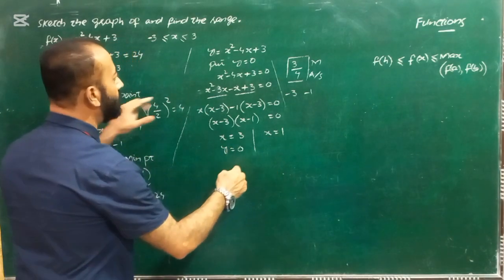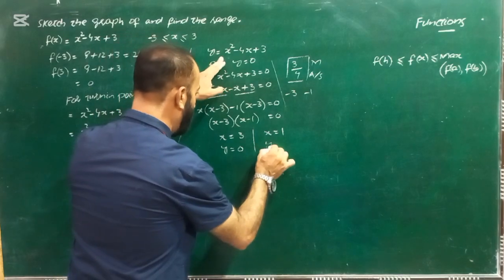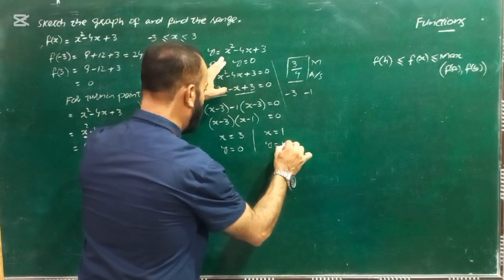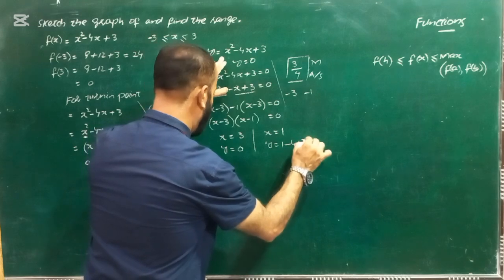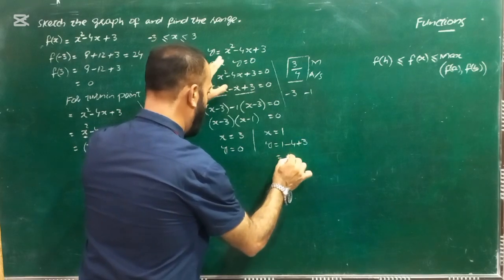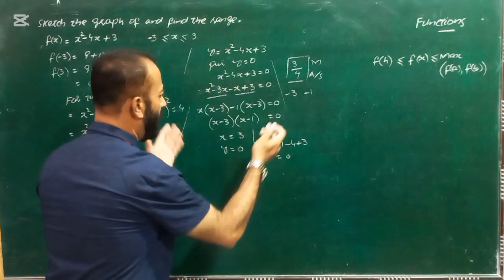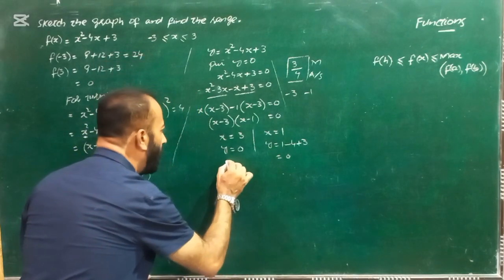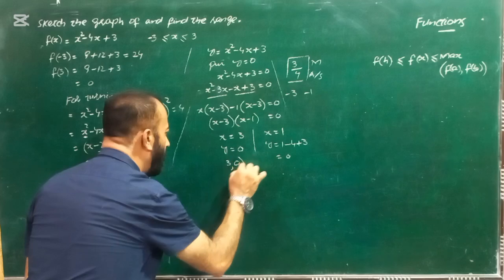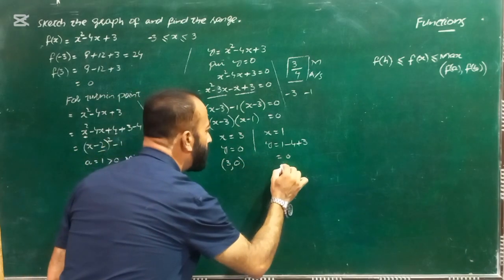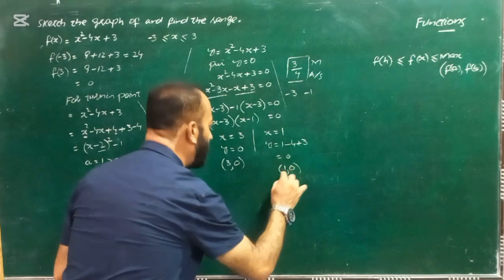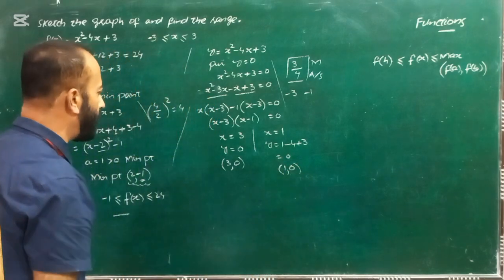And when x is 1, y will become 1 minus 4 plus 3. So this will also become 0. So okay, that was actually the x-axis point. So the points will be 3, 0 and 1, 0. Okay, these are the intersecting points at the x-axis.